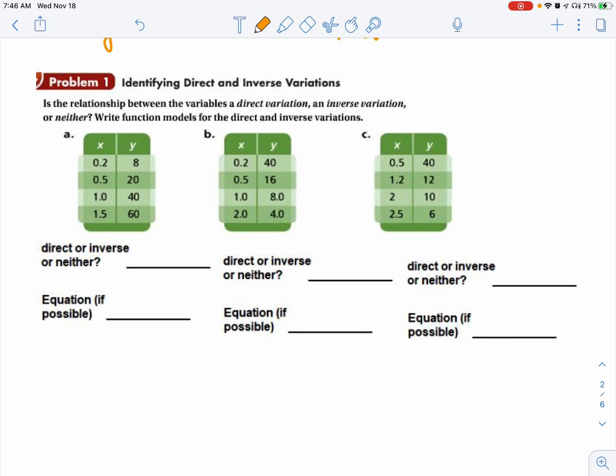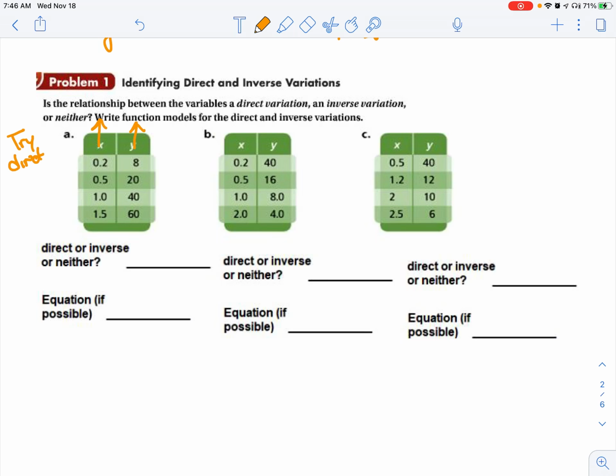So let's take a look at these three examples. The first thing I want to note is I can see that the x values, as I go down the list, are getting bigger. See how it goes from 0.2 to 1.5. And I also notice that the y values are getting bigger. So I'm going to test for direct.